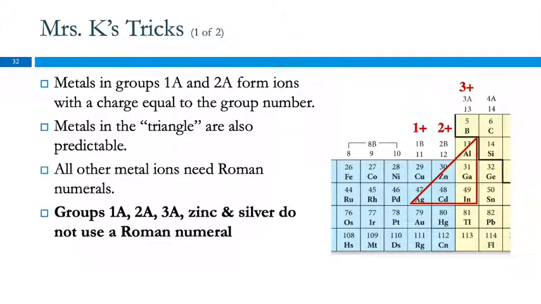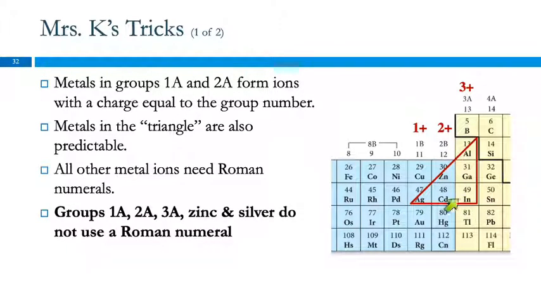So here are my tricks. Group 1A and 2A form ions where the charge equals the group number. And then we have this triangle. Here's the triangle. Here's group 3A. There's aluminum, and gallium and indium are also in there, and they're going to form 3+ ions. We don't see them very much, but they're there. And then zinc and cadmium form 2+, and silver forms 1+.